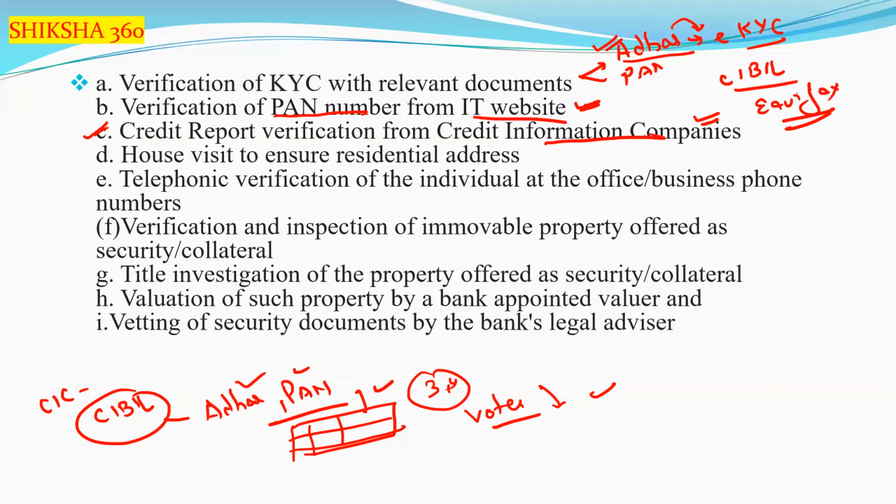Fourth one is a house visit to ensure the residential address is clear. We also have to verify from their neighbors how long the customer has been residing here. Next is telephonic verification of the individual at the office or business phone numbers. Next is verification and inspection of the immovable property offered as collateral or security.